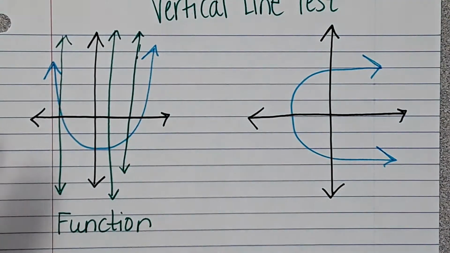Okay, so this is a function. We can keep drawing lines for days. It's only going to hit the graph in one place.